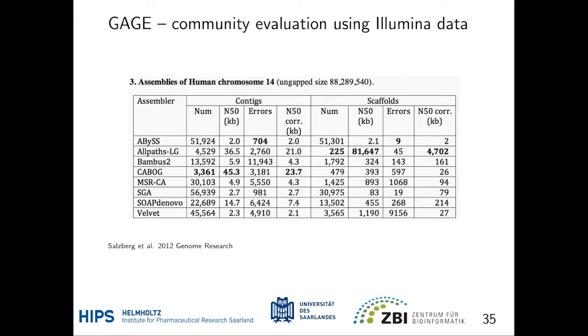What one can see from this table is that different assemblers excel in different values. For example, some of them are very good at producing large contigs, but they introduce a lot of errors. Others are not so good at producing the contigs, but then they are very good at scaffolding.